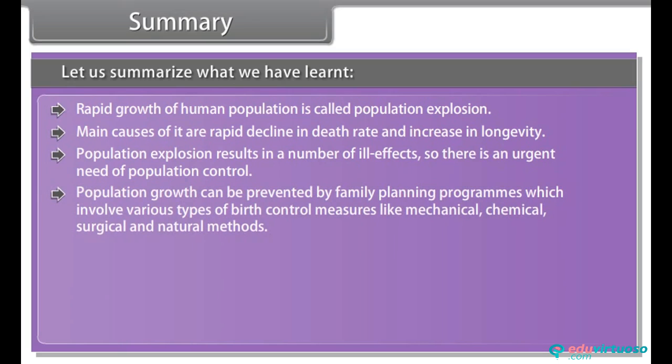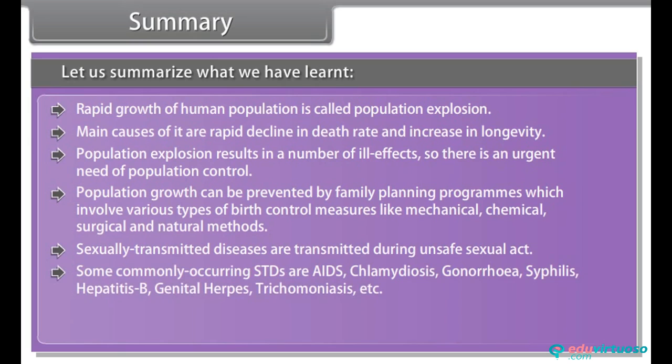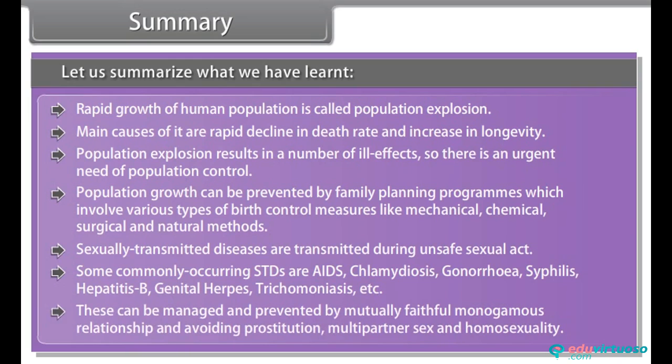Population growth can be prevented by family planning programs, which involve various types of birth control measures like mechanical, chemical, surgical, and natural methods. Sexually transmitted diseases are transmitted during unsafe sexual acts. Some commonly occurring STDs are AIDS, chlamydiosis, gonorrhea, syphilis, hepatitis B, genital herpes, trichomoniasis, etc. These can be managed and prevented by a mutually faithful monogamous relationship and avoiding prostitution, multi-partner sex, and homosexuality.